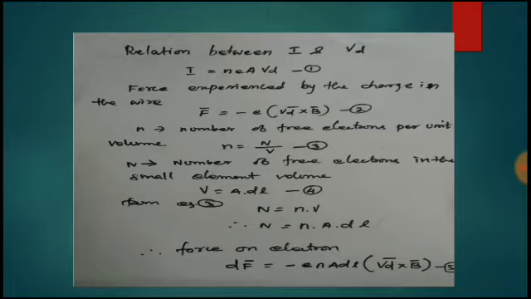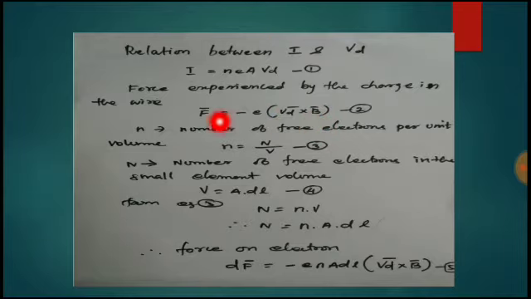Now the force experienced by a charge in the wire. What is the force? F is equal to minus e Vd into B. This is based on the Lorentz force. Again, remembering the Lorentz force equation, F is equal to q v into B. Instead of q, here e is the charge of an electron, that's why minus e here. Instead of v, here Vd, the drift velocity. And B is the magnetic field.